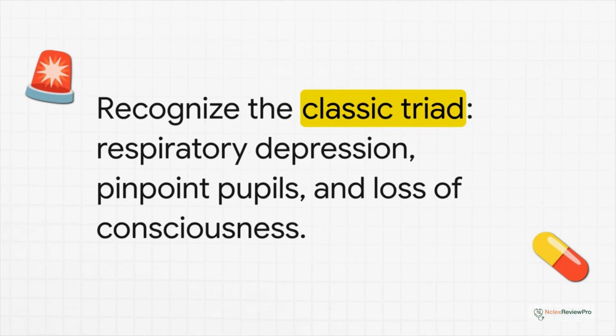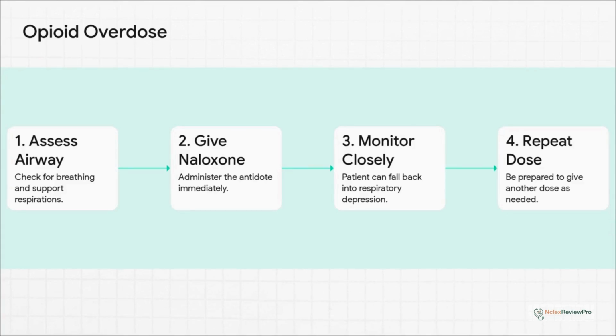Okay, let's switch gears to another huge medical emergency: opioid overdose. You're looking for that classic triad: respiratory depression, those tiny pinpoint pupils, and unconsciousness. If you see that, you've got to move fast. So your first move, of course, is to manage their breathing and administer naloxone, the antidote.